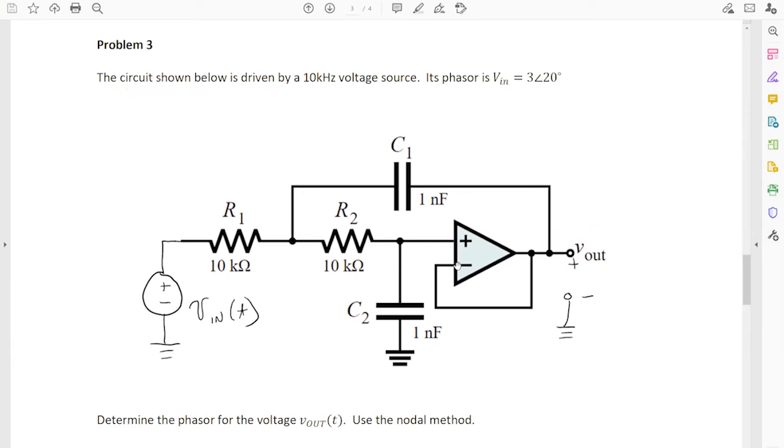What is the minus terminal? This? Well, in this particular case, I'm going to do nodal analysis, right? That's what we're going to try to do to figure out a relationship between V in and V out. Okay.